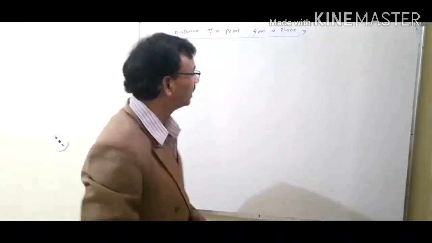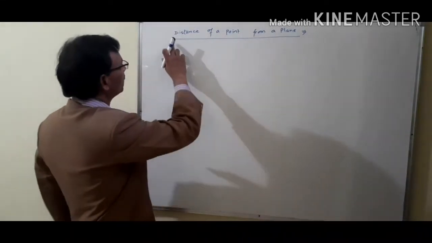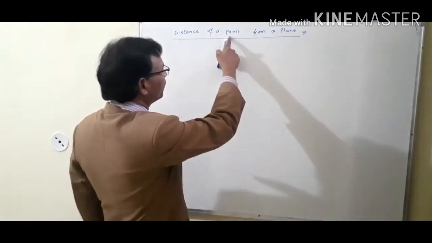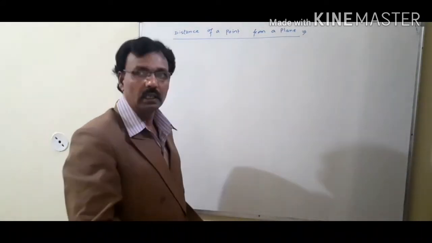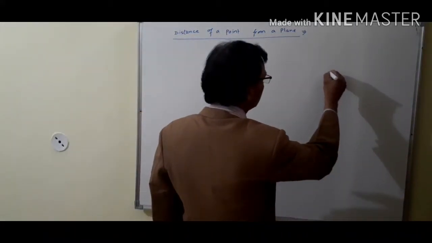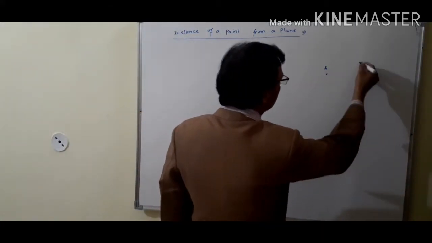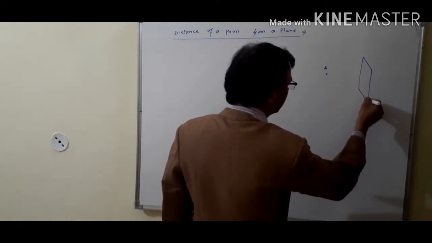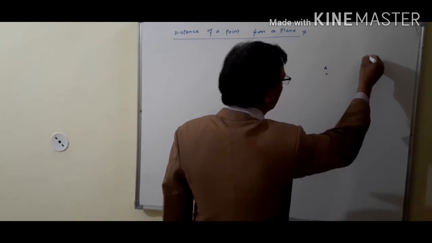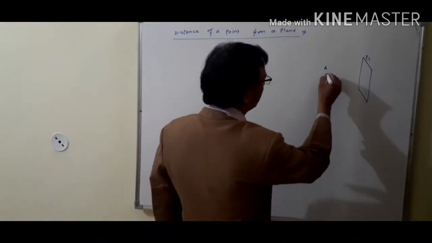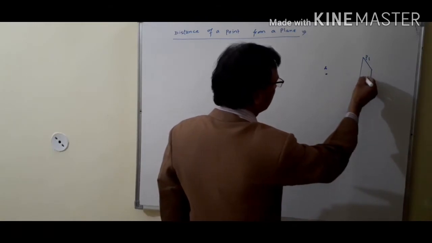Hello students, in this video we will discuss the distance of a point from a plane. That means if a point is given here, suppose this is a point A, and another plane is given here like this, suppose this is the plane P1, then what will be the distance between this point and this plane?